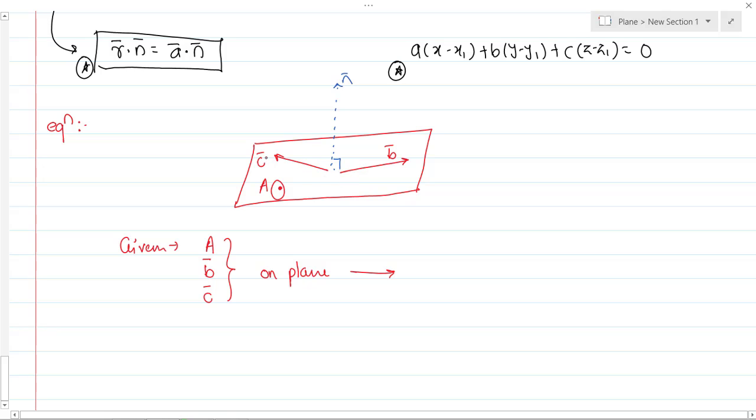As B bar and C bar are lying on the same plane, yes, of course, this n bar becomes B bar cross C bar. Don't take C bar cross B bar. It will be B bar cross C bar only. Okay, if you take C bar cross B bar there is no problem either, its direction will just be reversed. Your answer will remain the same, no problem. Okay, perfect. So this is the key concept in this equation of plane.